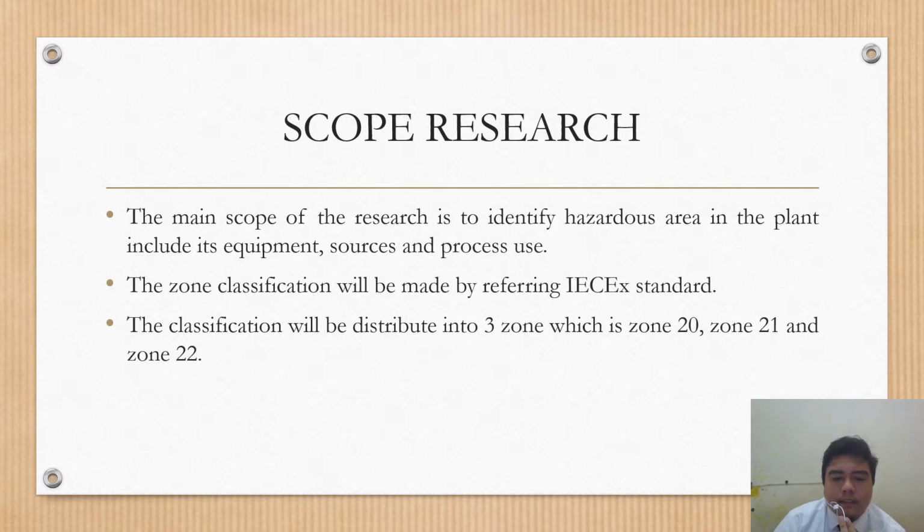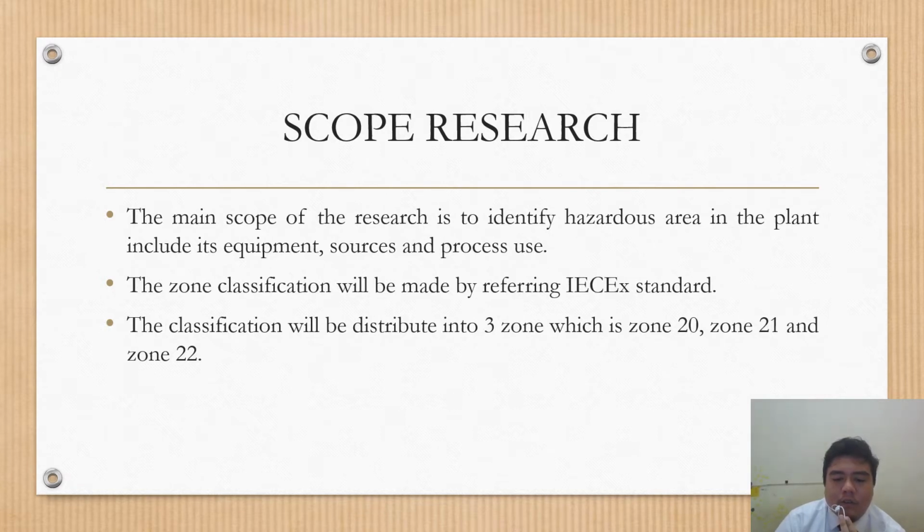Zone 20 is a hazardous atmosphere formed by dust cloud in air continuously or frequently, and a dust layer may be formed. Zone 21 is a hazardous atmosphere formed by dust cloud in air likely to occur in normal operation, but not frequently and only for a short period. Layers of combustible dust will in general be present.